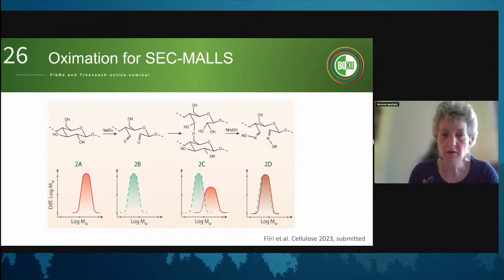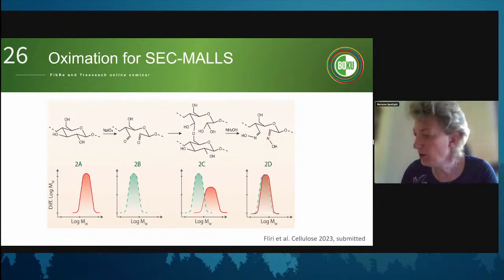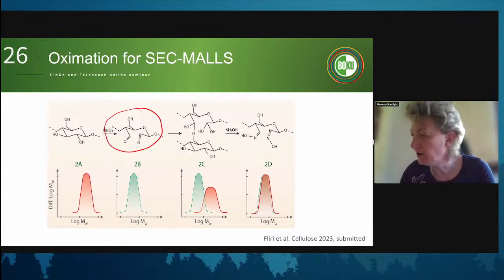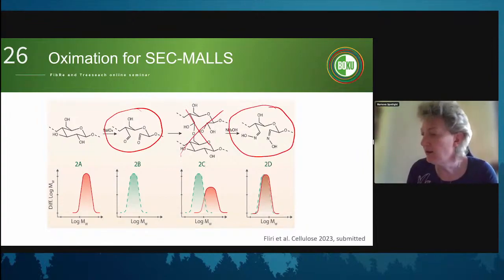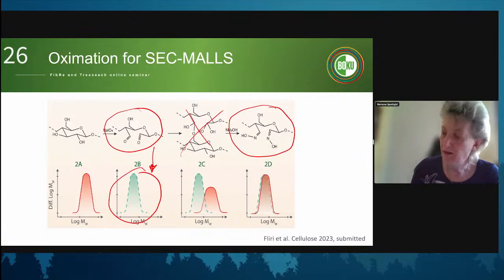With that, we can address the molar mass of this material because it cannot do this anymore, and we measure it as the corresponding oxime. At the end we should be able to see what we are not able to see otherwise: the real molar mass distribution of our actual oxidized dialdehyde cellulose.